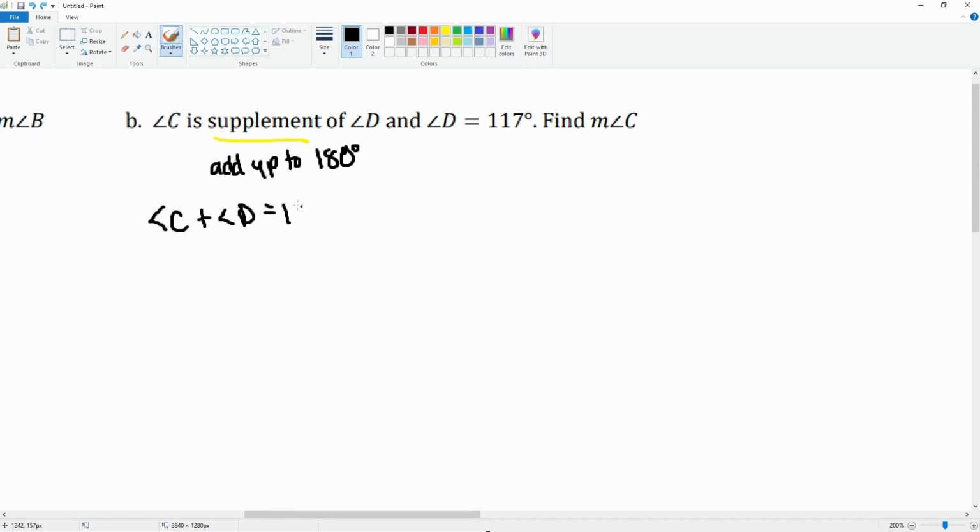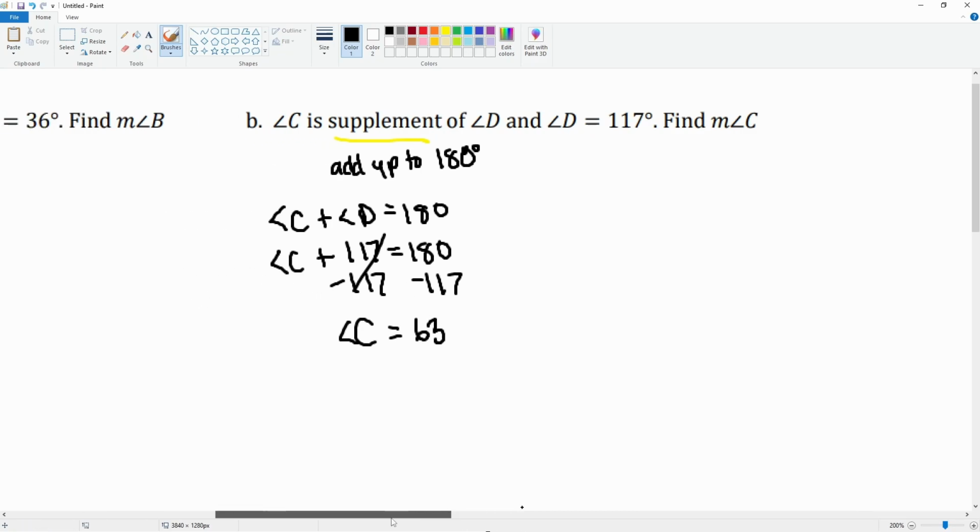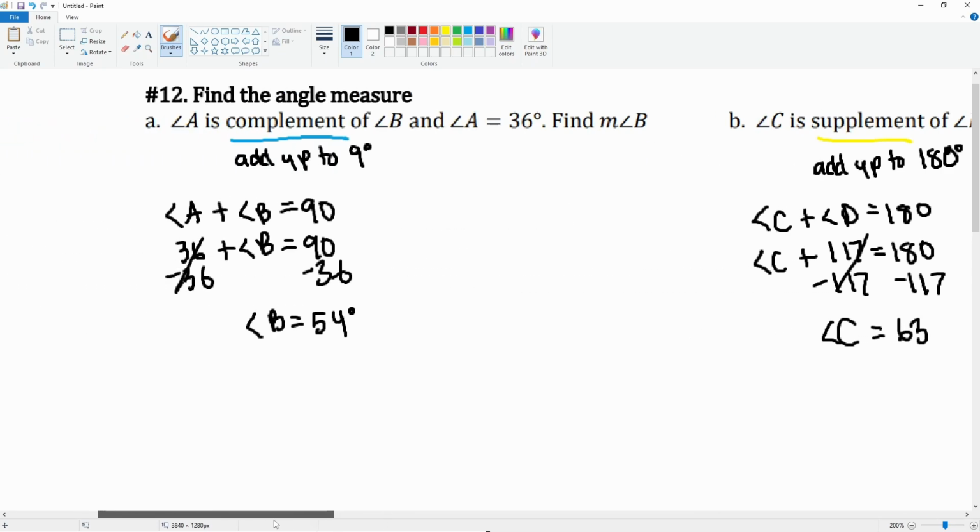180. Angle D is 117, so that is the substitution that we can make. Subtract 117 to both sides, we can see angle C is equal to 180 minus 117, which is 63 degrees. So there you go. That is how you find those missing values based on the description of the angle measurements.